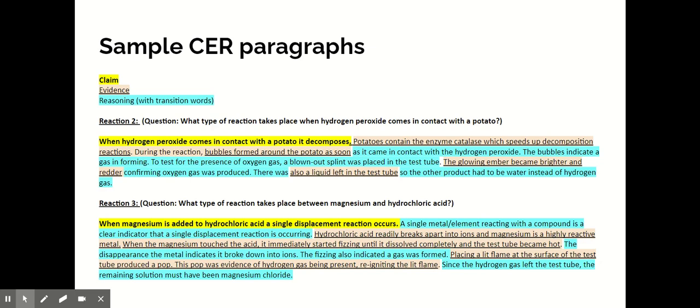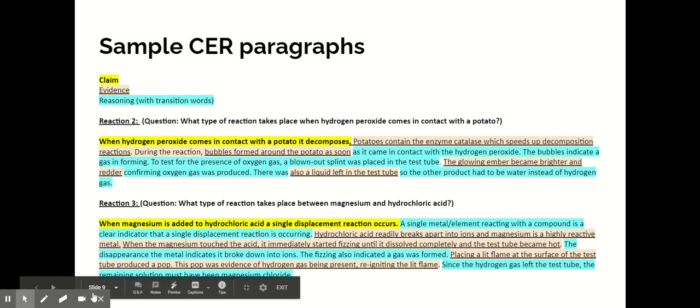Placing a lit flame at the surface of the test tube produced a pop. This pop was evidence of hydrogen gas being present, reigniting the lit flame. Since the hydrogen gas left the test tube, the remaining solution must have been magnesium chloride. So this is actually showing what a single displacement reaction is and what the reactants and products are. This is beyond where we are right now in the scope of this class, but hopefully you can see where your claim, your evidence, and your reasoning are, and that it all blends together. So I hope that was helpful for you.